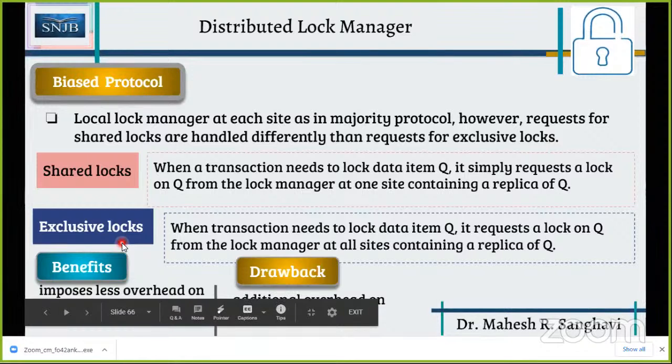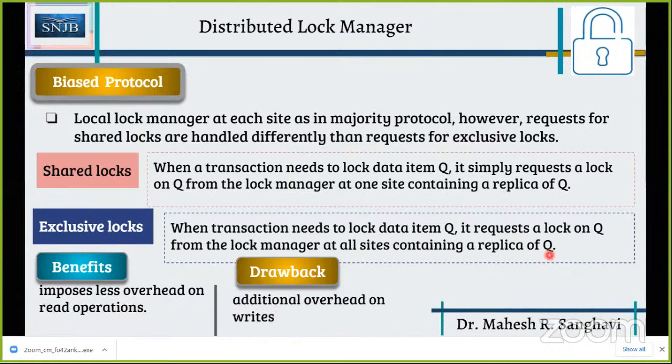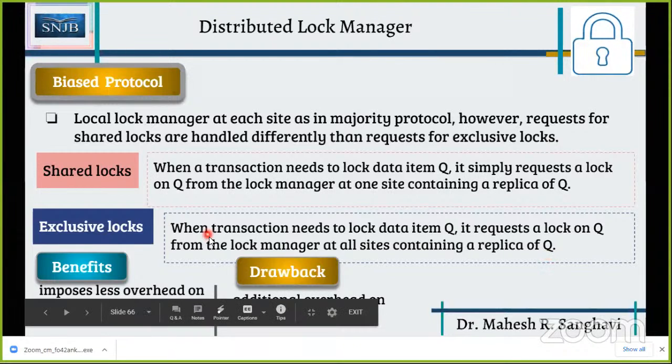Now, next part is exclusive locks. In case of exclusive lock, you all are aware that we need to perform read as well as write operation. So updations can be possible, and that is the reason when a transaction needs to lock data item Q, it requests a lock at all sites containing a replica of Q. यानी उनको लॉक किया जाएगा, because we are talking about updations.